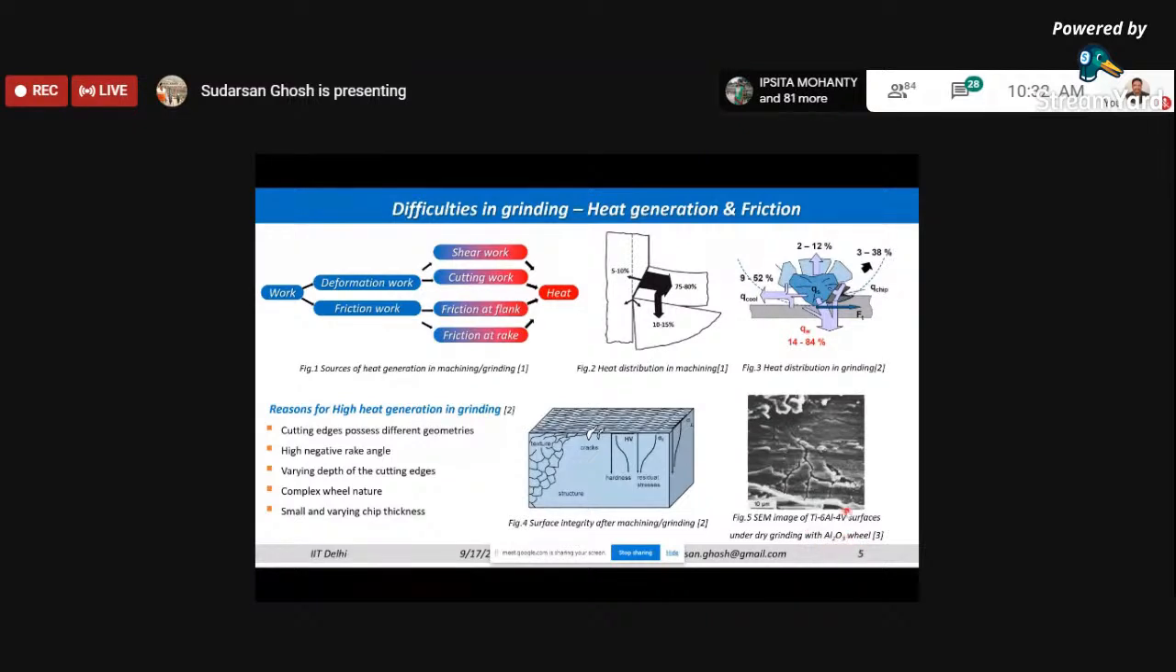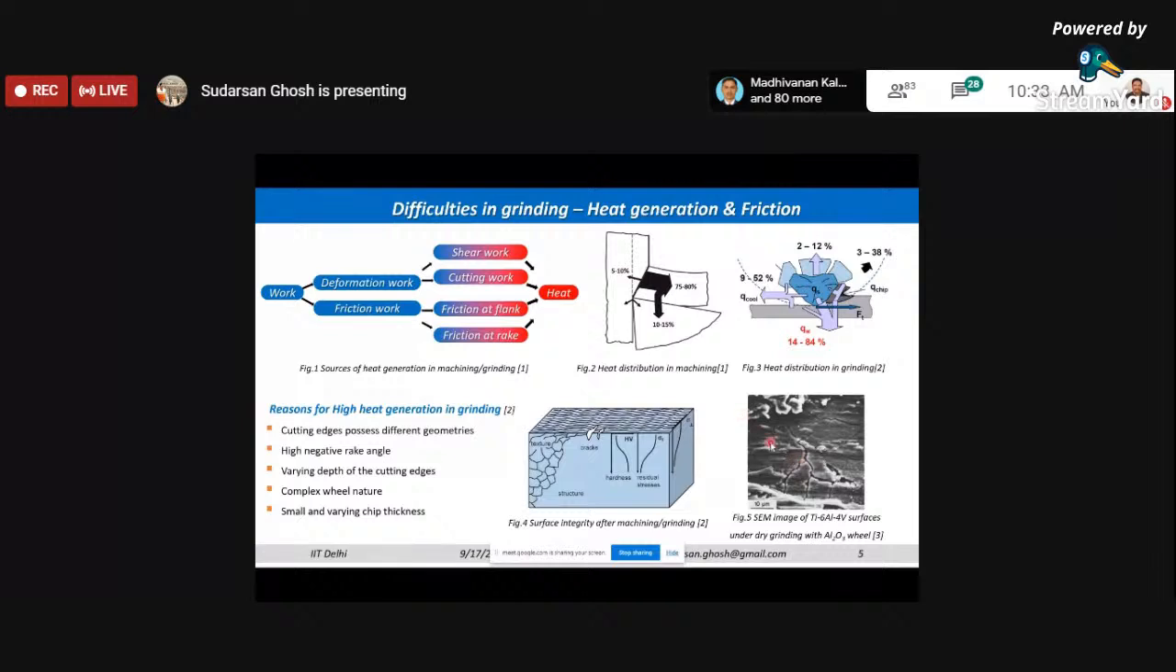After the grinding process, the surface was scanned in a scanning electron microscope. And you can see that on the surface, you have a lot of crack generation. These cracks which are formed, as you can see in the schematic also, are again due to the thermal expansion and contraction created by the high heat generated during the grinding process.